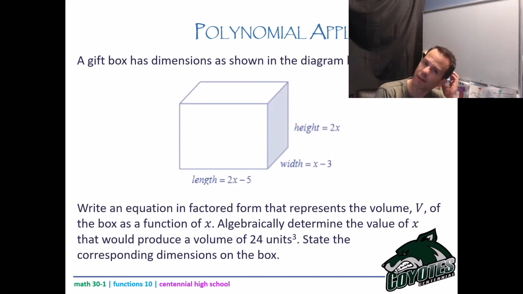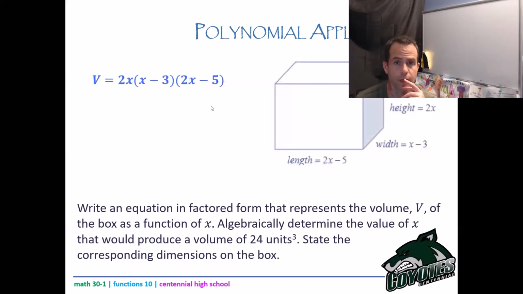Okay, so we've already done questions like this, similar. Length times width times height. So I've got (2x minus 5) times (x minus 3) times 2x, and I can set that equal to 24. So here I go, there's my volume. I set it equal to 24. While I set it equal to 24, I just multiplied that 2 in.